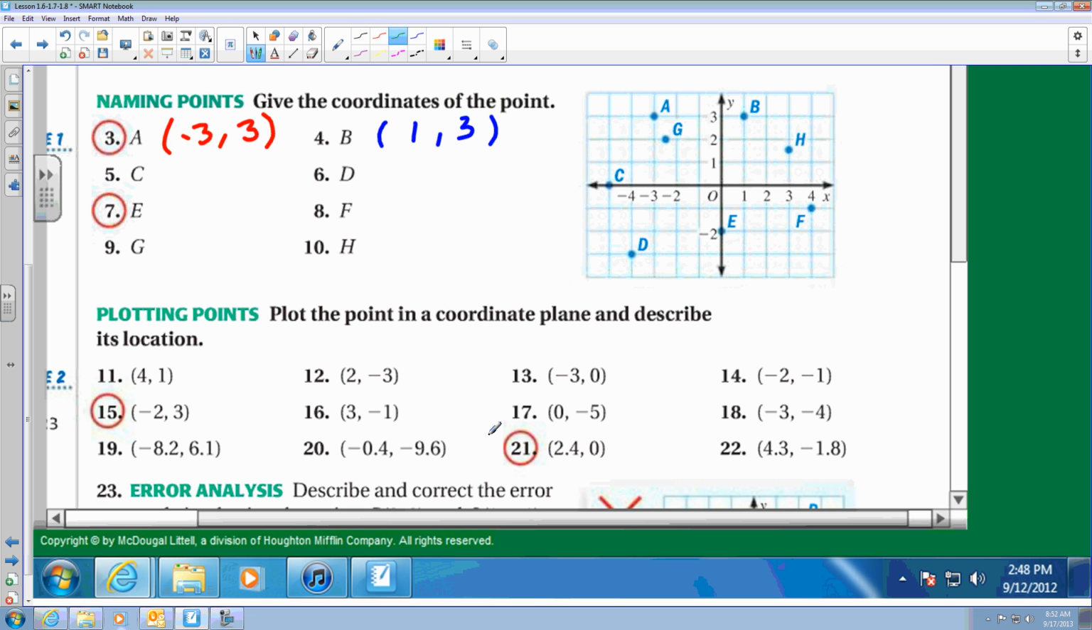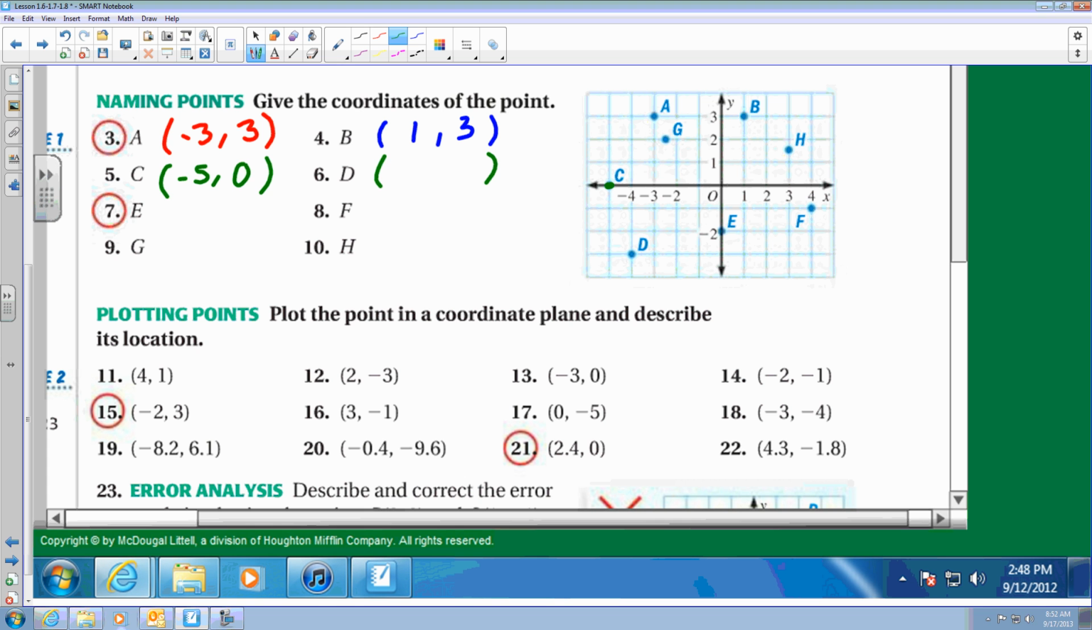If I look at C, which is right here, it is moved to the left, so move to the left to make it a negative 5, and it doesn't go up or down, so it's going to be a coordinate of 0.